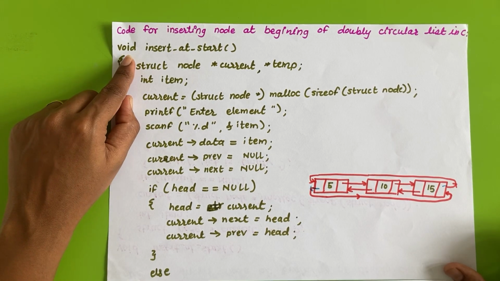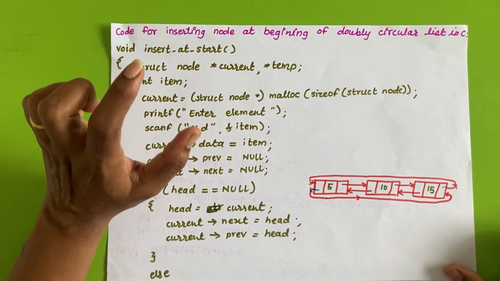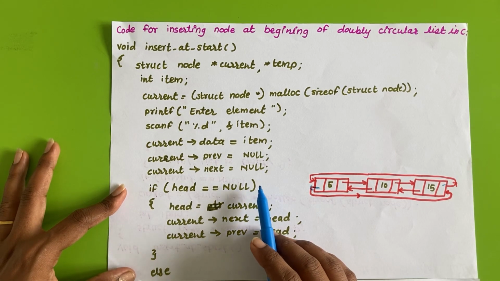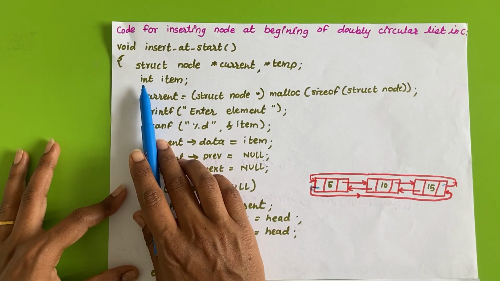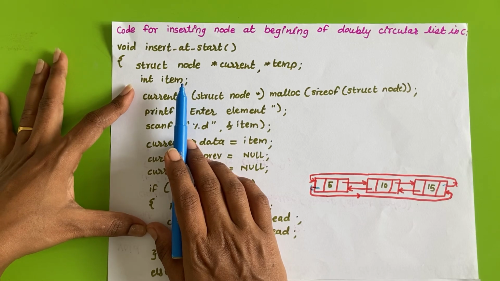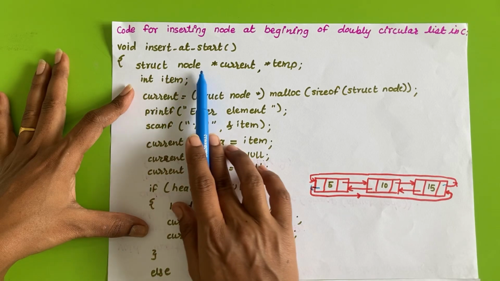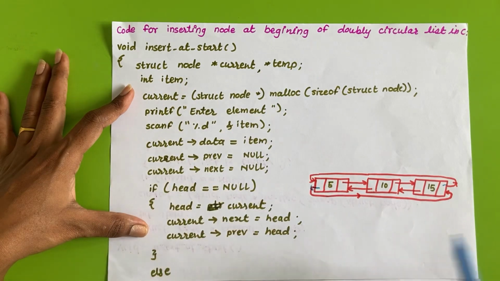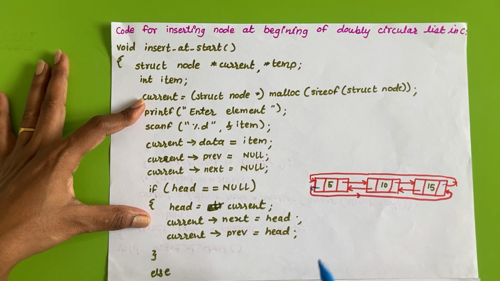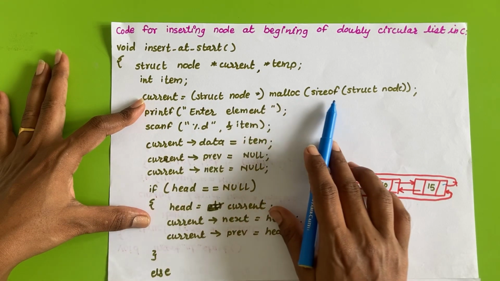So for that purpose, I have taken here the function void insert at start. I haven't passed any parameter over here because we will accept the data value from the user itself. Okay, so for that purpose I have taken here the variable int item. Okay, and for traversal and for many of the other tasks we need two pointers. So struct node star current and star temporary pointers I have taken here. Okay, so first we will allocate memory to the current pointer. Okay, so current is equal to struct node star malloc sizeof struct node.